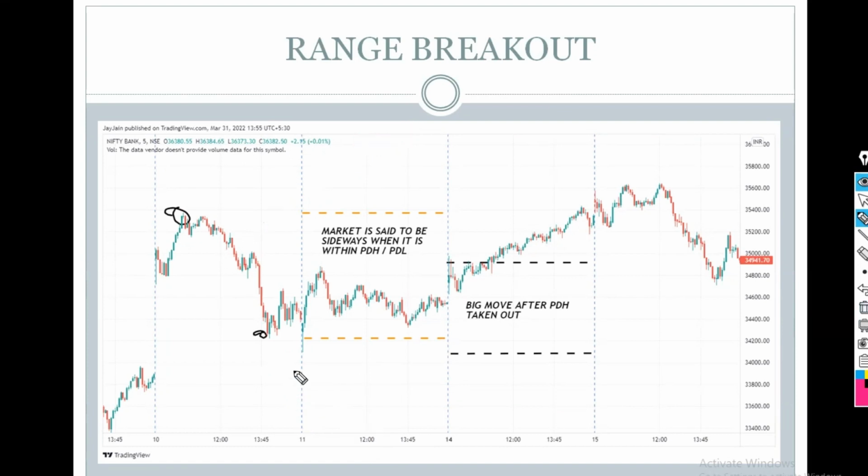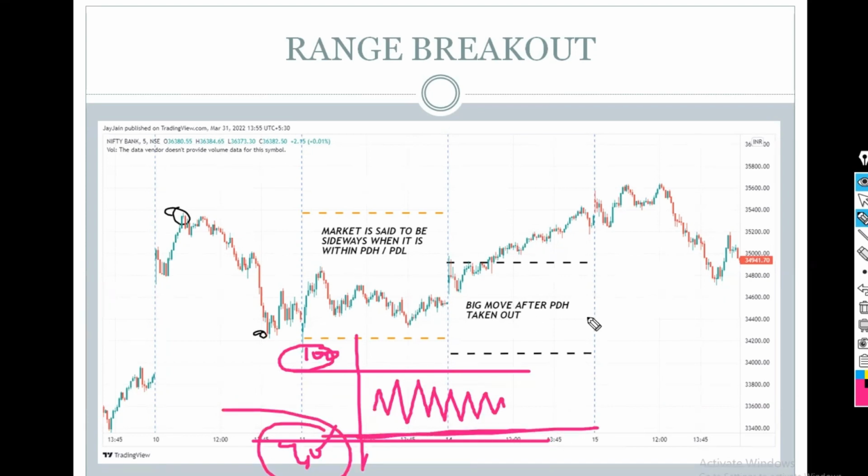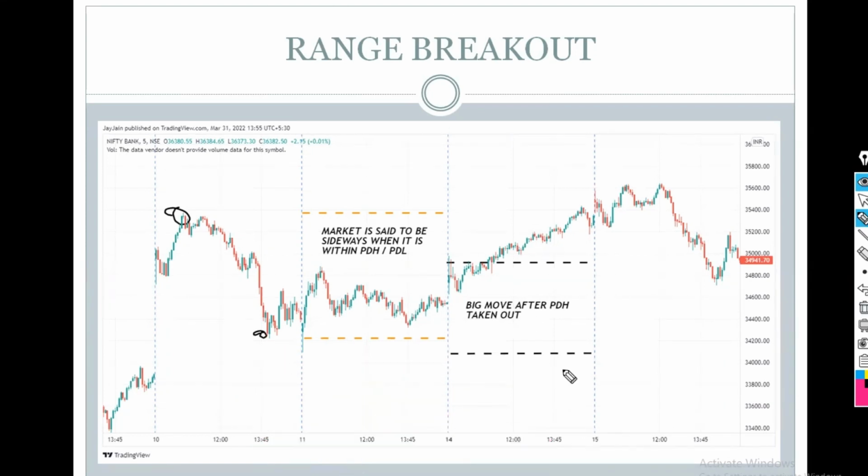For example, let's say the stock stays in a range something like this, this is the high and this is the low of day one. What if the stock continues to stay like this within the high and low of day one? Then it will be said to be sideways because there is no clear direction in the market. And as soon as the previous day high and previous day low is taken out, we can expect strong momentum in the market. So if you see over here, this was the high of day two, and this was the low of day two.